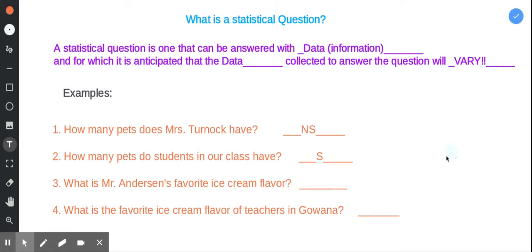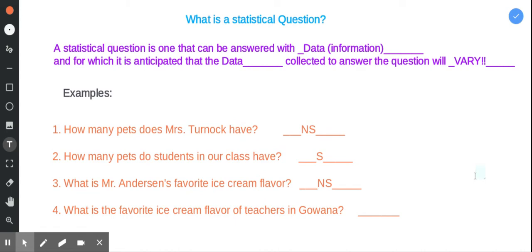Number 3, what is Mr. Anderson's favorite ice cream flavor? I want you to think in your head if you think that is a statistical question or non-statistical. Are you collecting lots of information that's going to vary? No, you're not. He's going to have 1, maybe 2 favorite flavors, but you're just asking one person and there's not going to be a lot of varying answers. So that's going to be non-statistical.